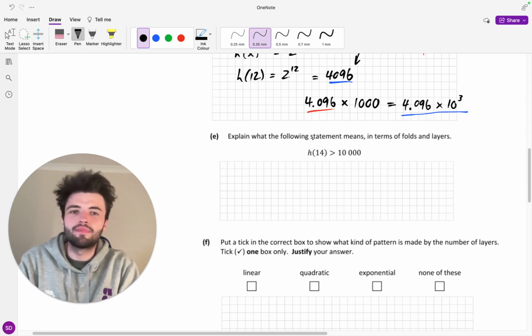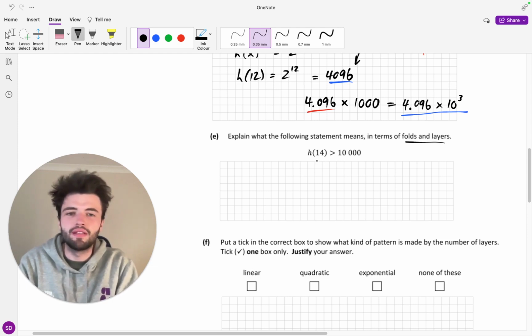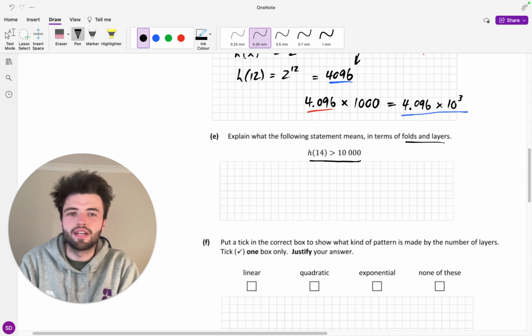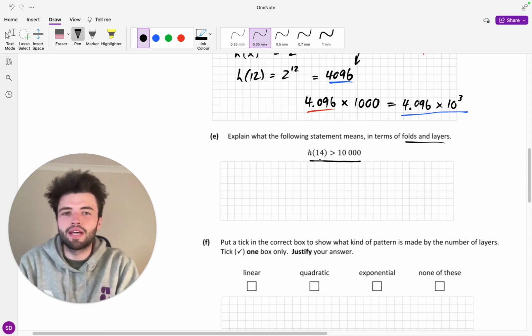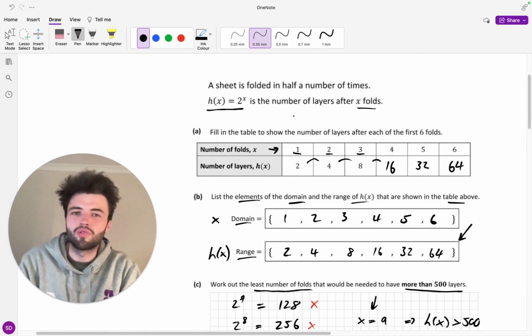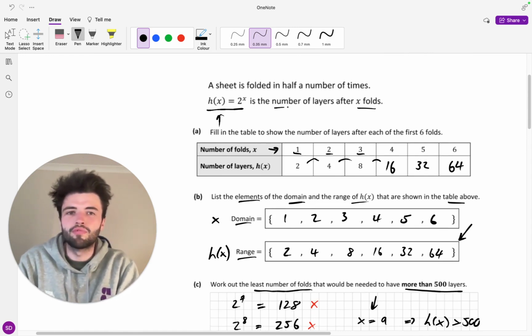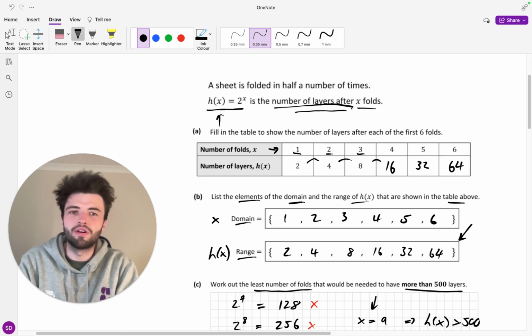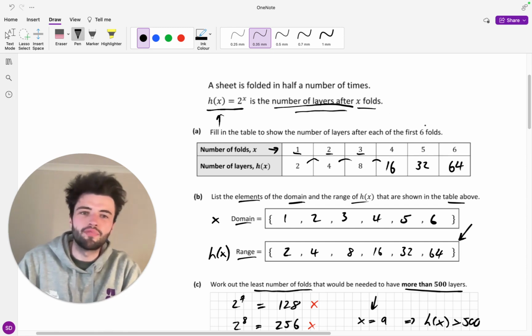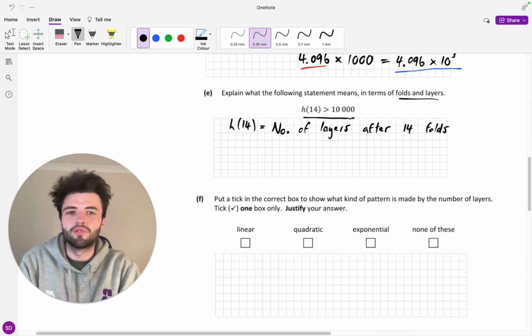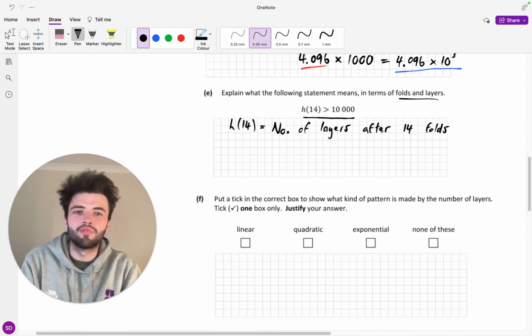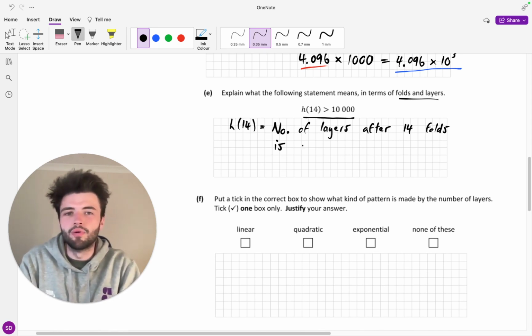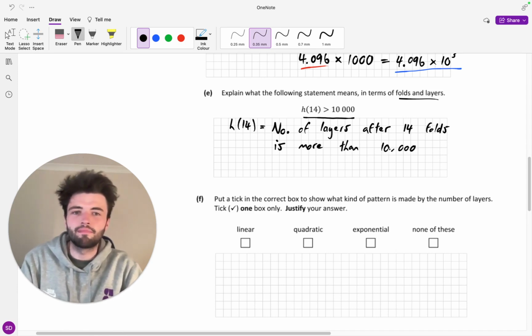For part E, we're asked to explain what the following statement means in terms of folds and layers, and the statement they're referencing is that h of 14 is greater than 10,000. So basically, what does h of 14 represent? If we go back up to the very top of our question, h of x is just the number of layers after x folds. So we just plug in our number for x, and this is the sentence they want repeated for the number 14 specifically. And so in terms of folds and layers, h of 14 being greater than 10,000 means that the number of layers after 14 folds is more than 10,000. So that's basically the statement they're looking for here.